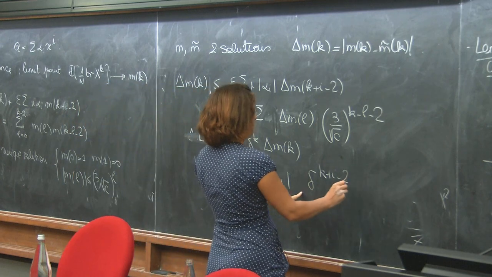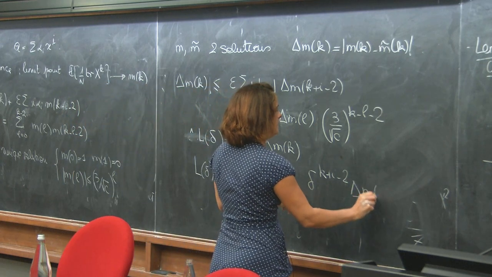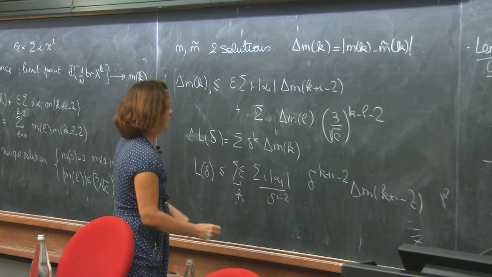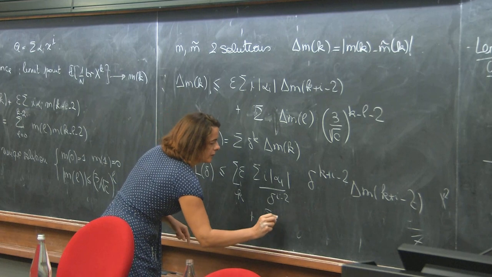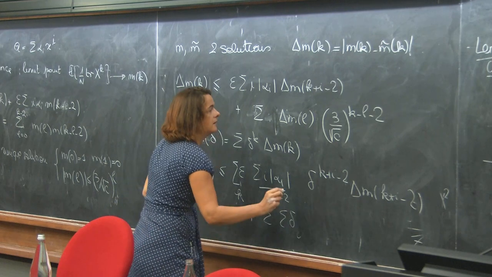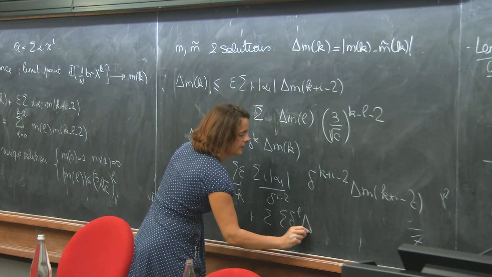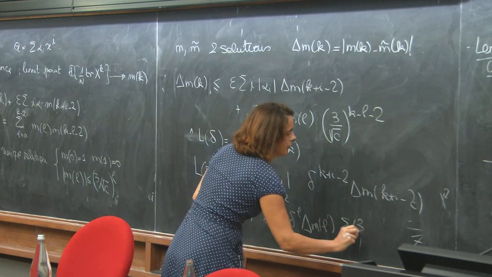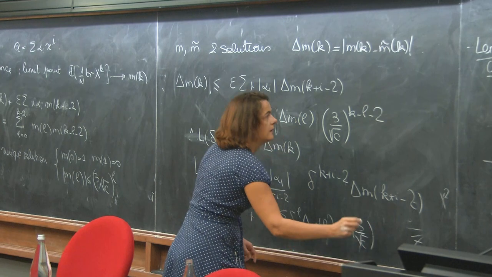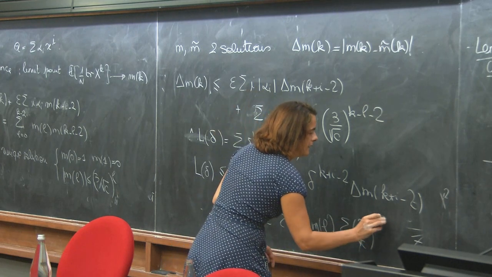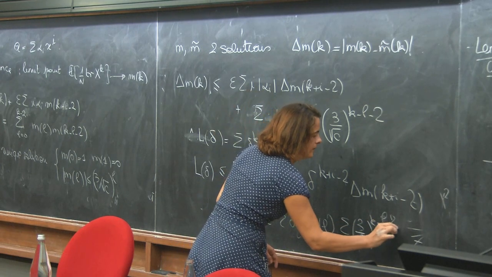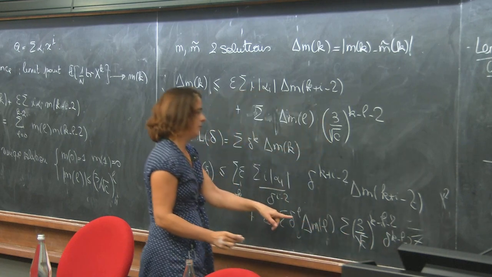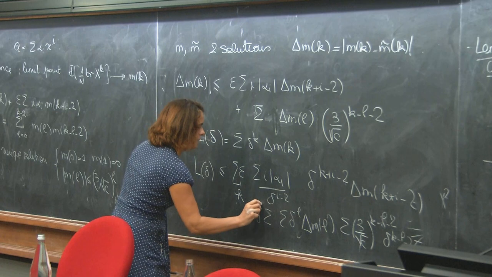And I forgot something, and delta M K plus I minus 2. And then when I have this thing, I also have the sum inside, so I will have delta to the L, delta M L. Then I have the sum over the 3 over square root of C K minus L minus 2 times delta K minus L minus 2. Then multiply by delta K, so I have still delta square.